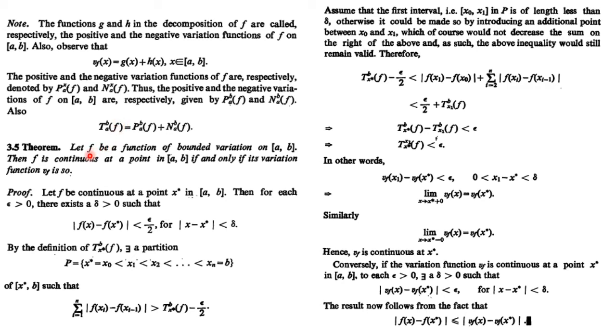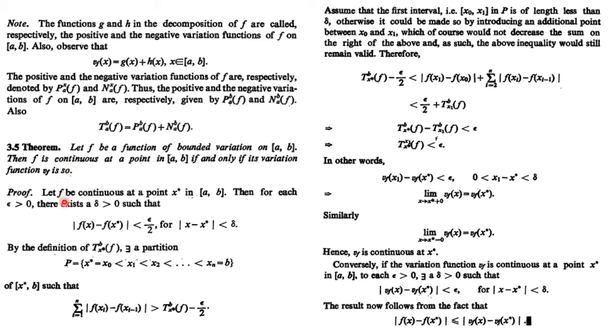Now just see the next theorem. This says let f be a function of bounded variation on the closed interval AB. Then f is continuous at a point in the closed interval AB if and only if its variation function Vf is also. So this says f is a function of bounded variation. This is given to us. So whenever our f is continuous, Vf is also continuous.